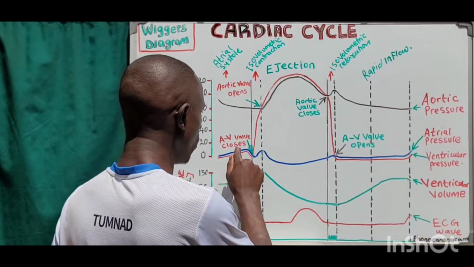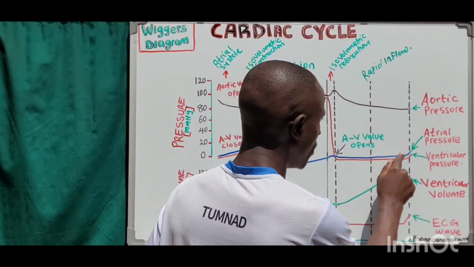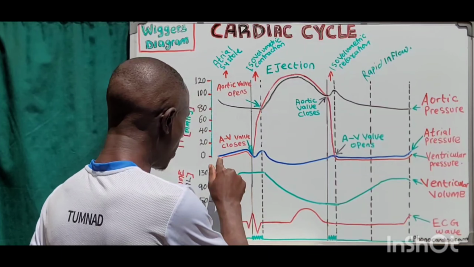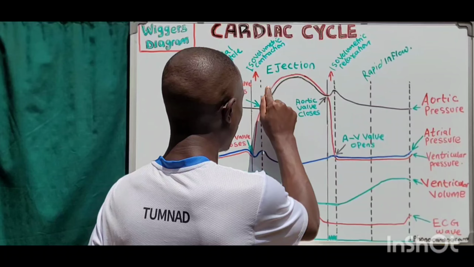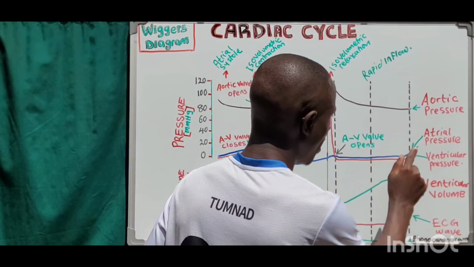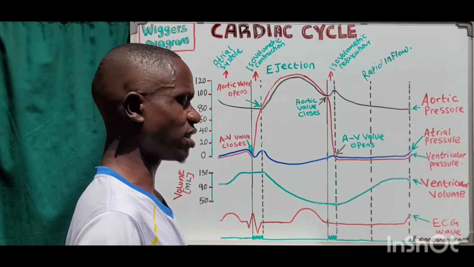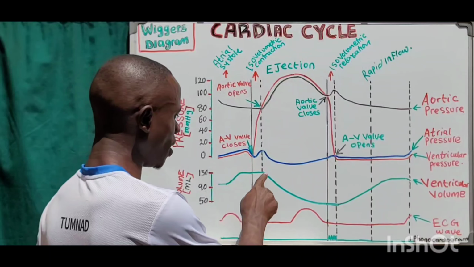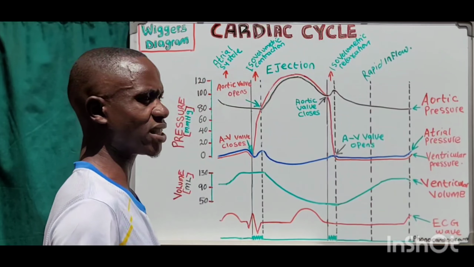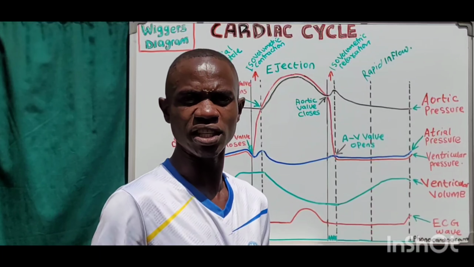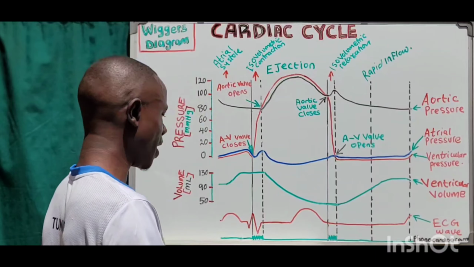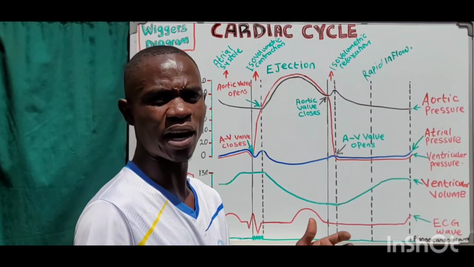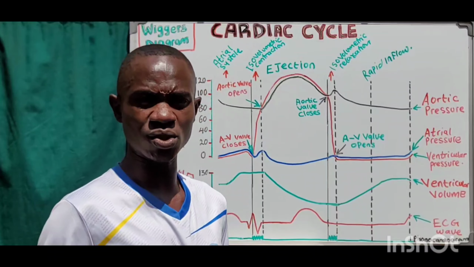Then this blue line here represents the arterial pressure, okay? Then this red line here, which moves all along like this, tells us the different changes in the ventricular pressures, okay? And then this green line here, which moves like this, tells us the ventricular volume changes during the different phases, okay? And the last one is this red line here, which tells us the electrical activities, or what we call the electrical conduction system of the heart.